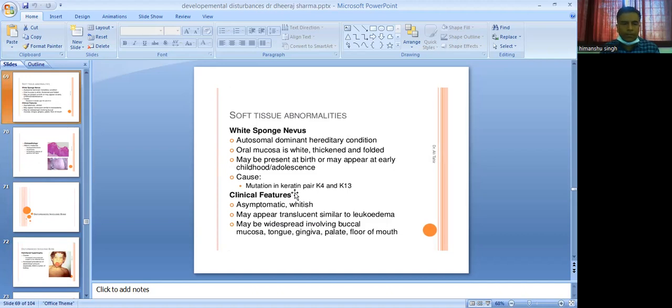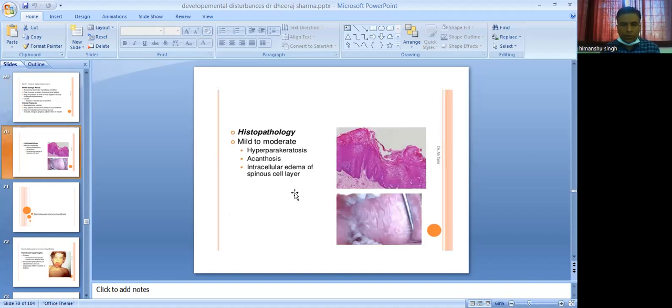Next is white sponge nevus. It is an autosomal dominant hereditary condition. In this, the oral mucosa is white, thickened, and folded. It may be present at birth, or appear in early childhood or adolescence. Its cause includes mutation in keratin K4 and K13. Clinical features include asymptomatic whitish color. It may appear similar to leukoedema. It may be widespread, involving the buccal mucosa, tongue, gingiva, palate, and throat. In the histopathology you can see parakeratosis, then intracellular edema of the spinous cells.